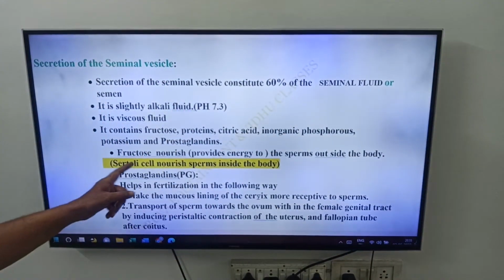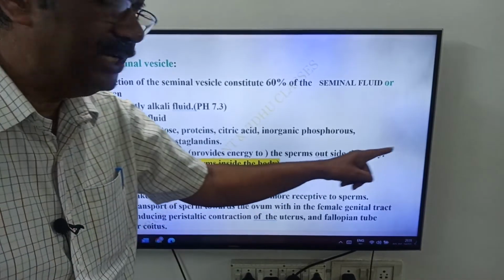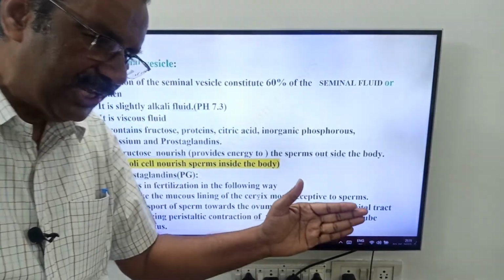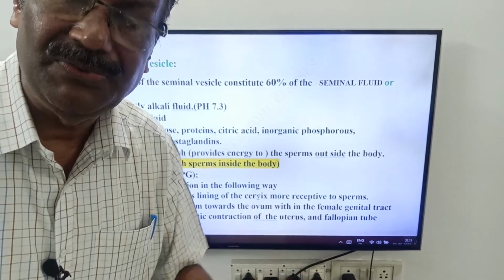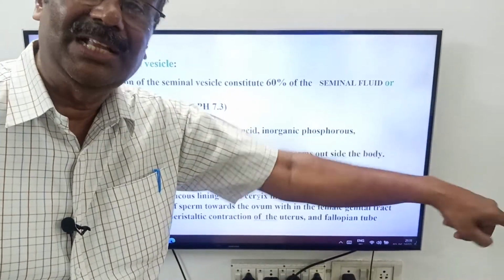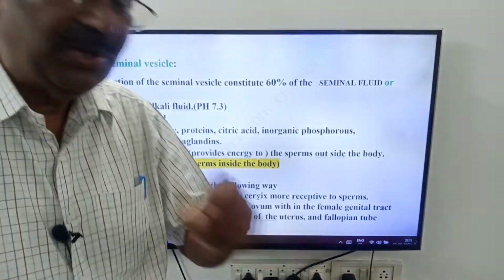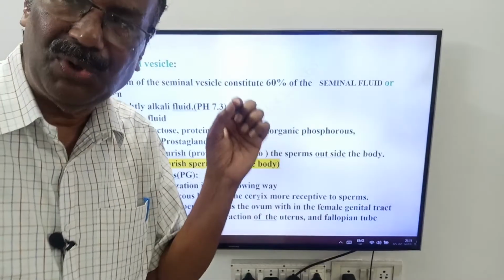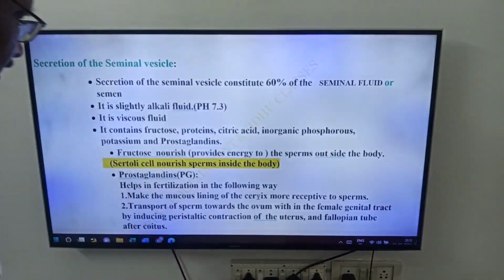See, friends, fructose nourishes or provides energy to the sperms outside the body. Friends, very, very important. Already you know Sertoli cells. Sertoli cells provide nourishment to the sperms when they are present in the testis, inside the body. Fructose, or the secretion of the seminal vesicle, provides energy and nourishment to the sperms when they are present outside the body. Okay, friends.